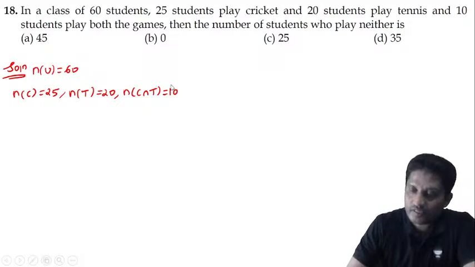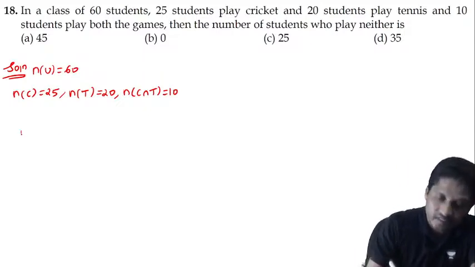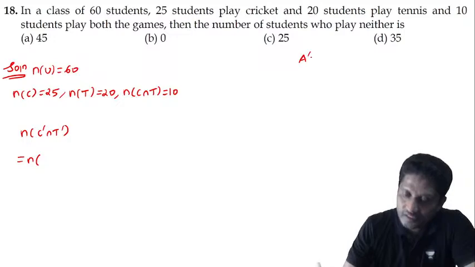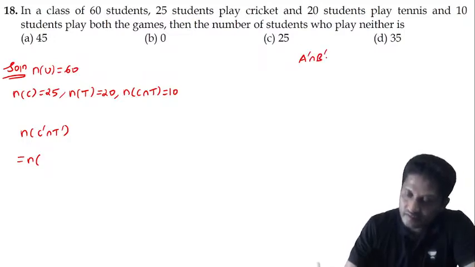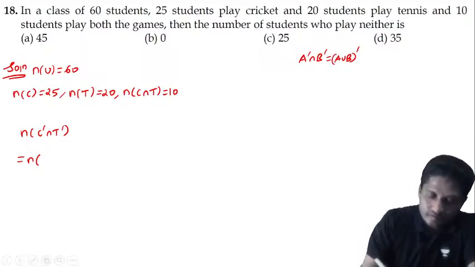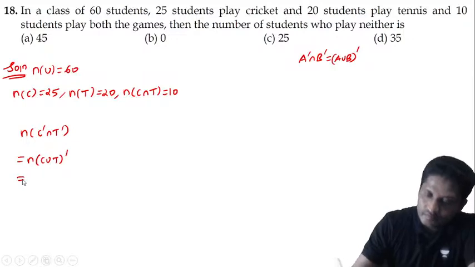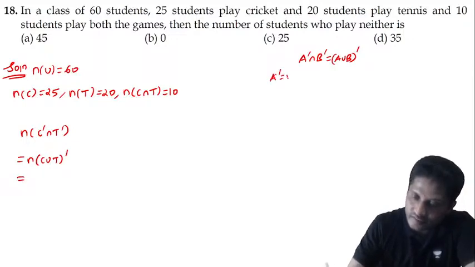Then the number of students who play neither of the games, that is neither cricket nor tennis. If I use De Morgan's law, A dash intersection B dash is the same as A union B whole dash, right? So this can be written as C union T whole dash. Okay, A dash is equal to U minus A.